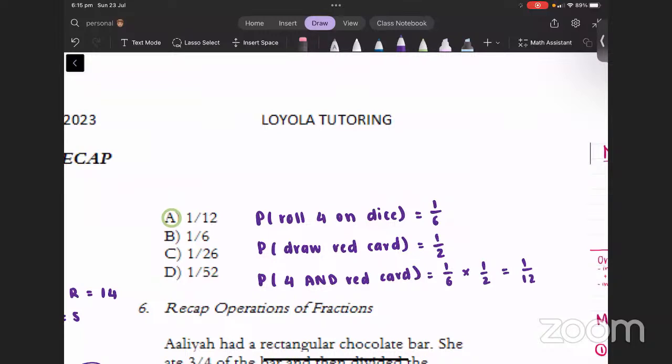Someone asked how many cards are there in a deck, and the answer is 52. There are 26 red ones and 26 black ones. Any questions about question number 5?